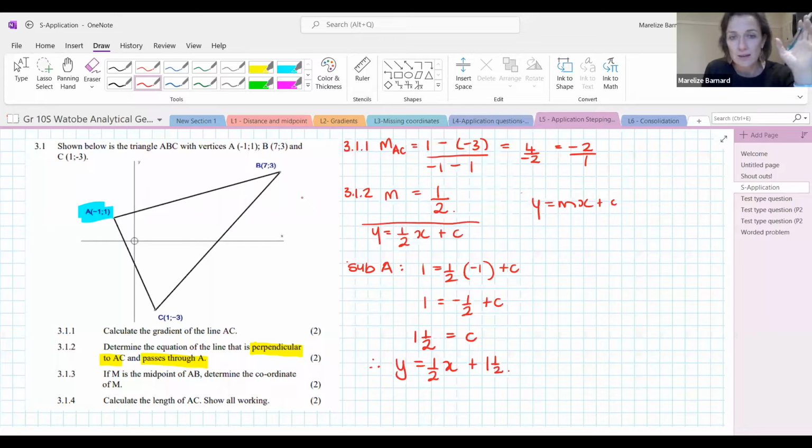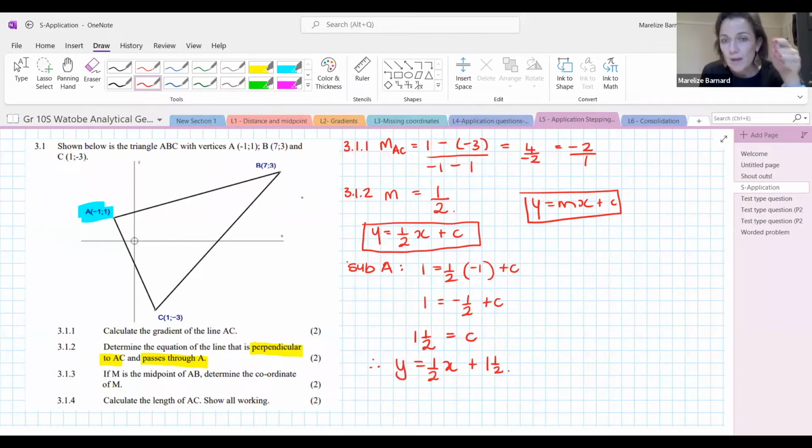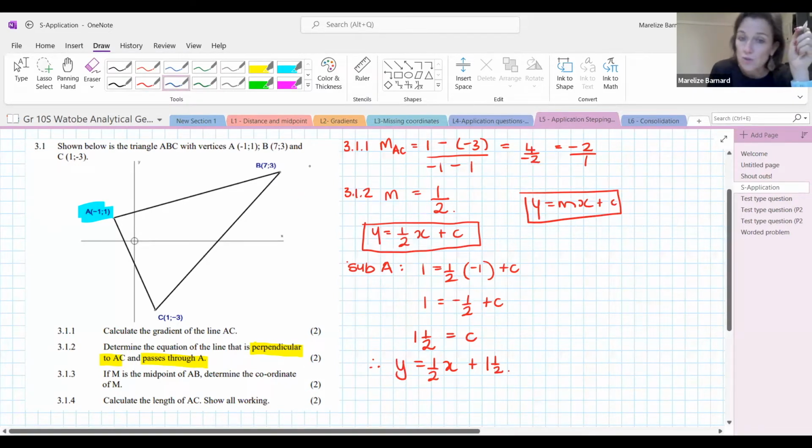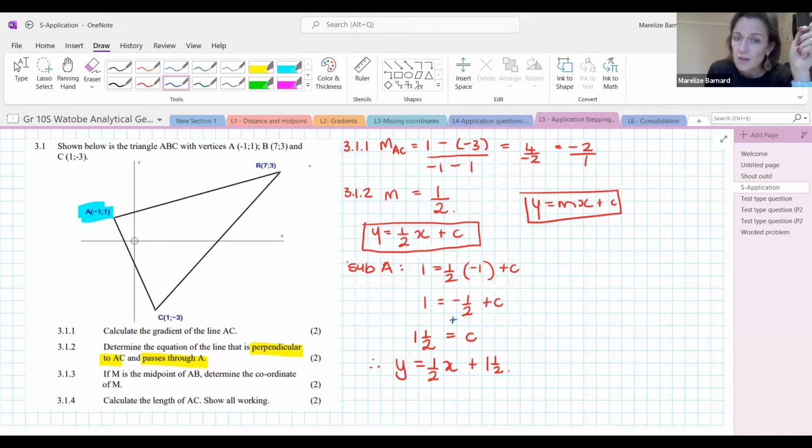Okay, so here y equals mx plus c. And then we multiply a half with -1, that gives me -1/2. And then we need to get c by itself. We are solving for c. And we've been solving equations since grade 8. So we should know that to get c by itself, you have to get rid of the -1/2. How do we get rid of it?